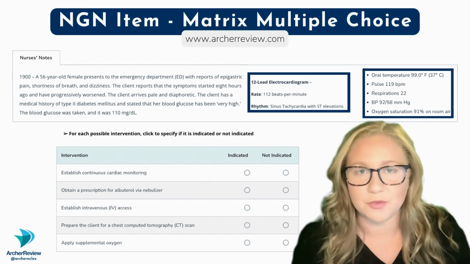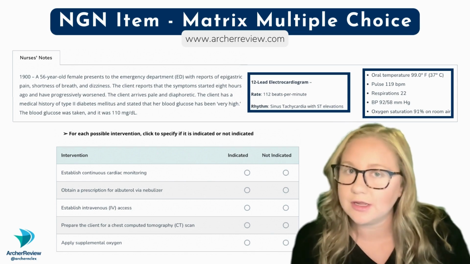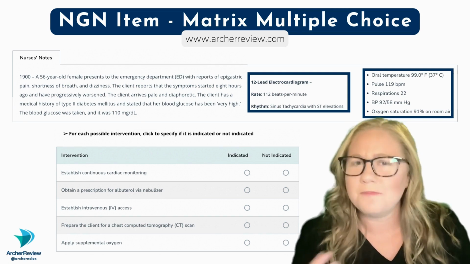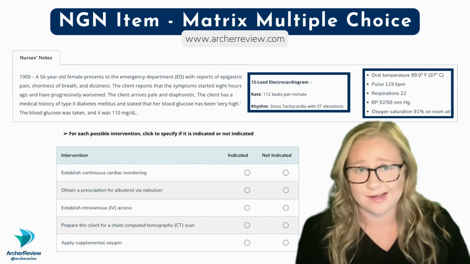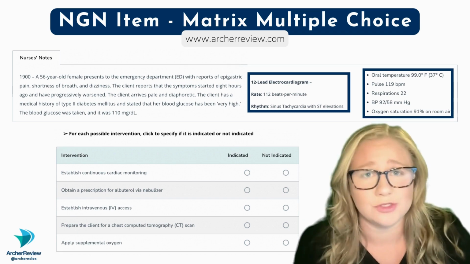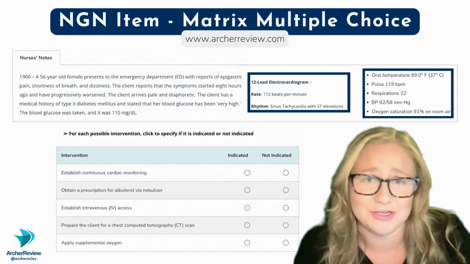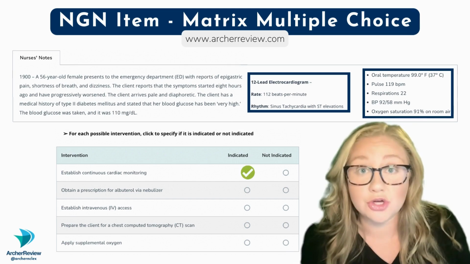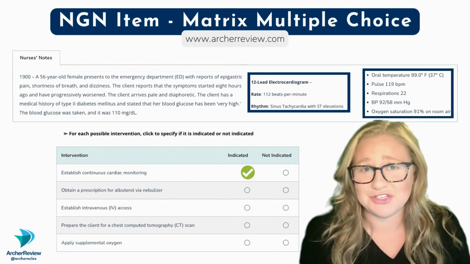It's your job now to put all of this information together and decide which of these actions are indicated or not indicated. A matrix question can look like a lot at first, but it's really just a compilation of multiple choice questions. Take it one row at a time. Each row is one question. Should you establish cardiac monitoring? Absolutely. I'm worried about those ST elevations.